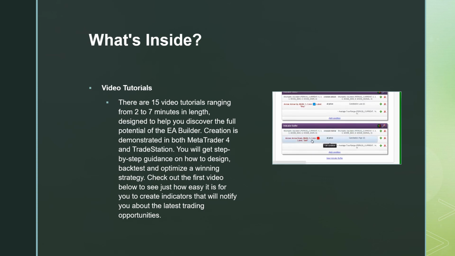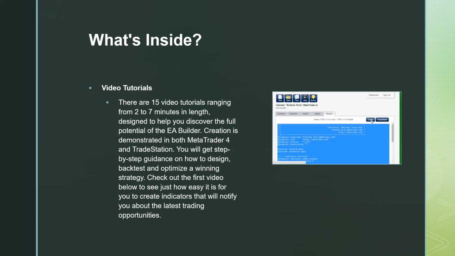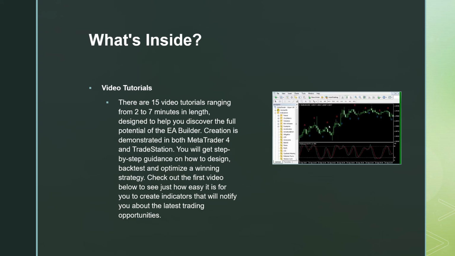The red arrow is drawn at candlestick high, plus the average true range. Copy the source, paste, compile, and now it looks better.